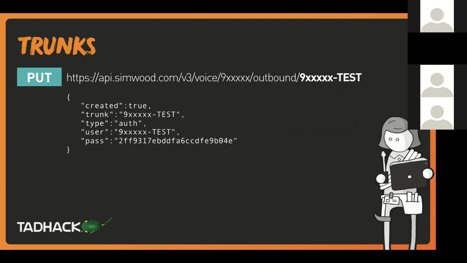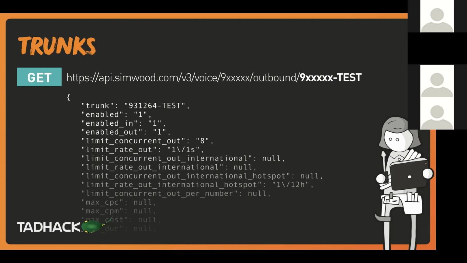Similarly, we created a trunk in the portal. There's how you do it in the API. Simple put request to the URL, and the response will include the SIP password for that account. Again, you can get the trunk information. You can see all the parameters you can set on a trunk, like rate limits and maximum costs. And you can set these parameters by making a put request to the same URL.